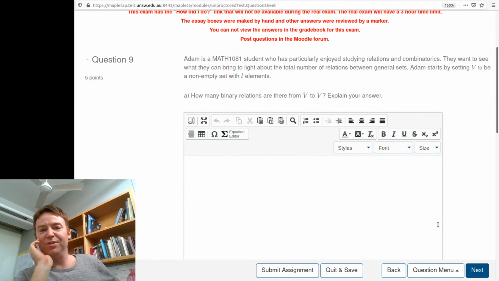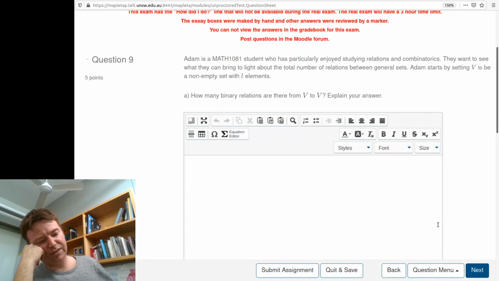A student who has enjoyed studying relations and combinatorics wants to see if they can bring to light something about the number of relations between general sets. They start by setting V to be a non-empty set with L elements. How many binary relations are there from V to V? Explain your answer.